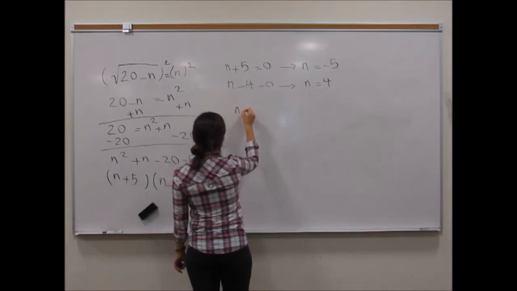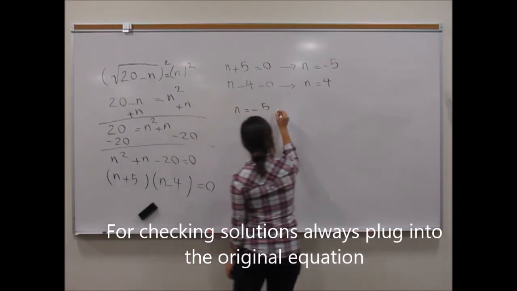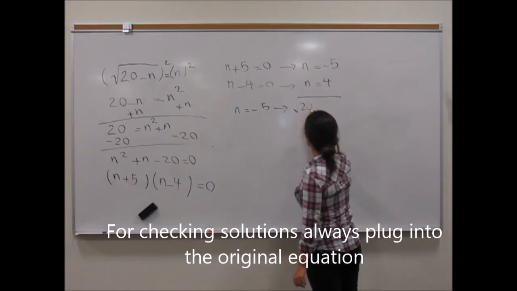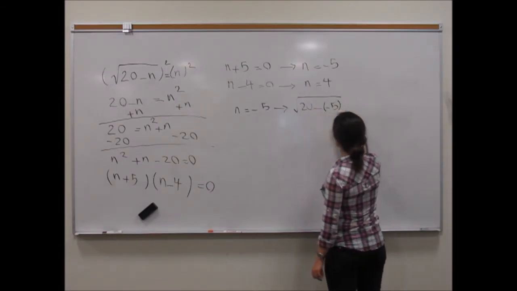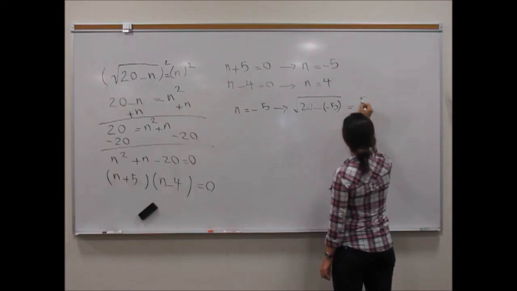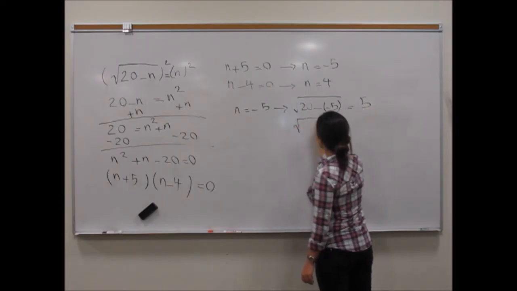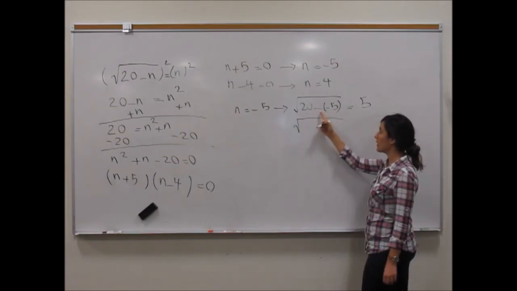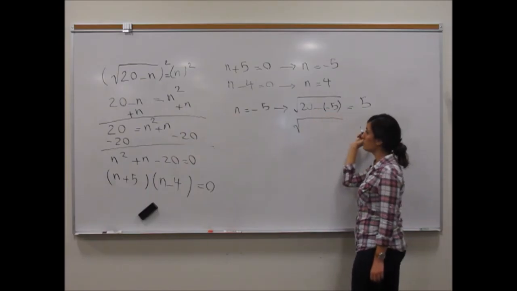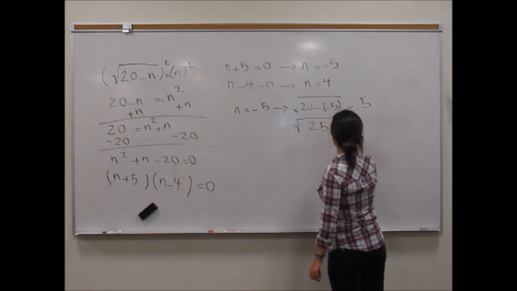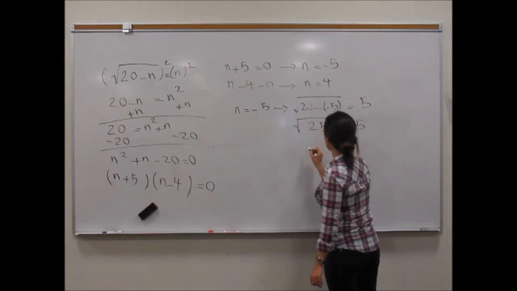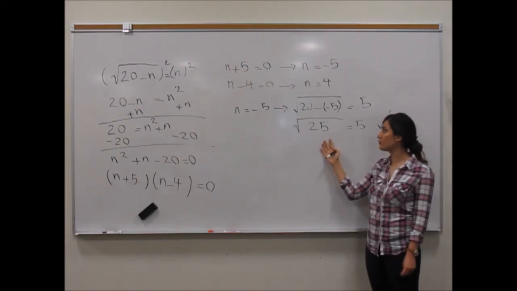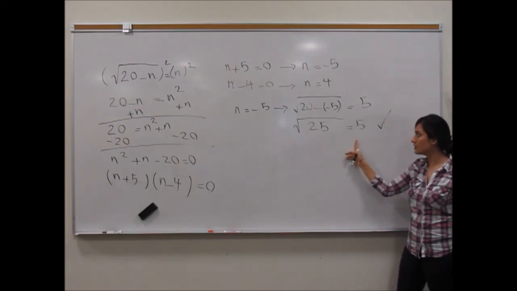So for n = −5, we would have √(20 − (−5)) = 5. 20 minus negative 5 would be plus 5, so 20 plus 5 would be 25, and √25 is 5.